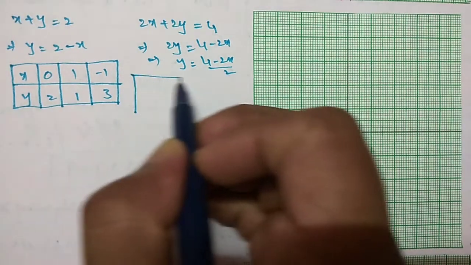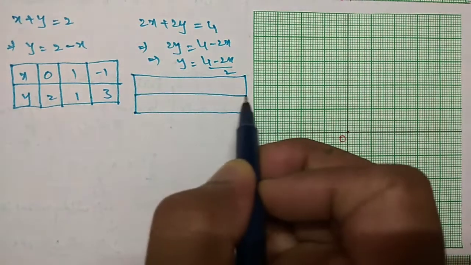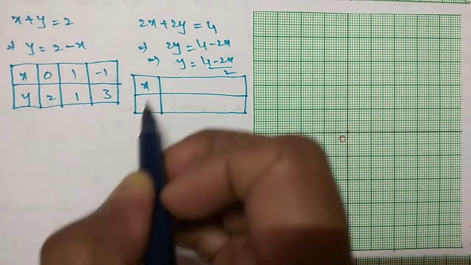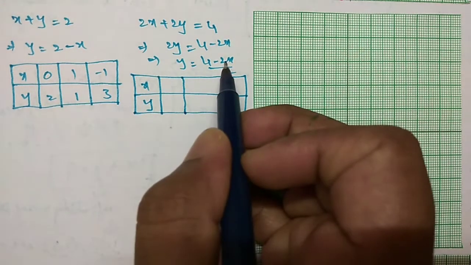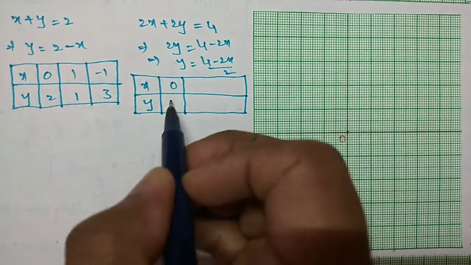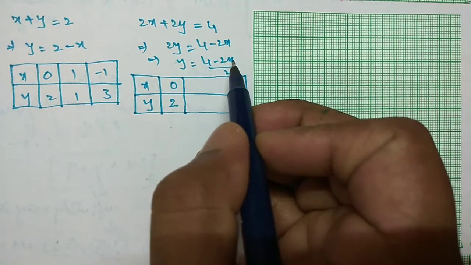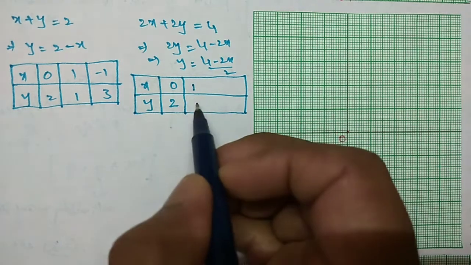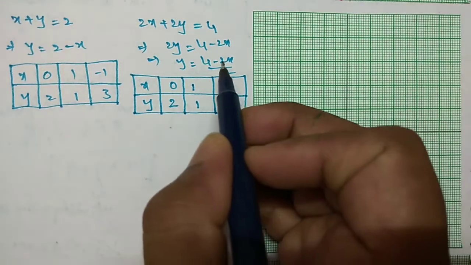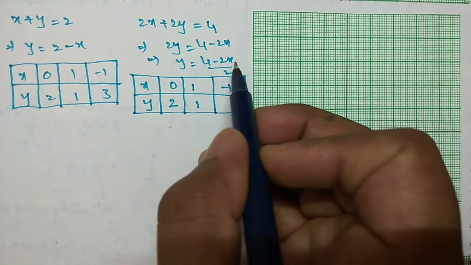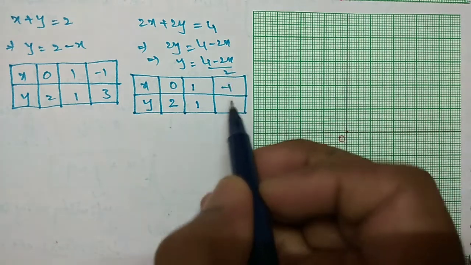So let us draw the table for the ordered pairs. So this is x, y. Let's take x value as 0. So 4 by 2 is 2. If x is 1, 2 ones are 2, 4 minus 2 is 2, 2 by 2 is 1. So if it is 1, this is also 1. If it is minus 1, 4 minus of 2 times minus 1 is plus 2. 4 plus 2, 6 by 2 is 3.